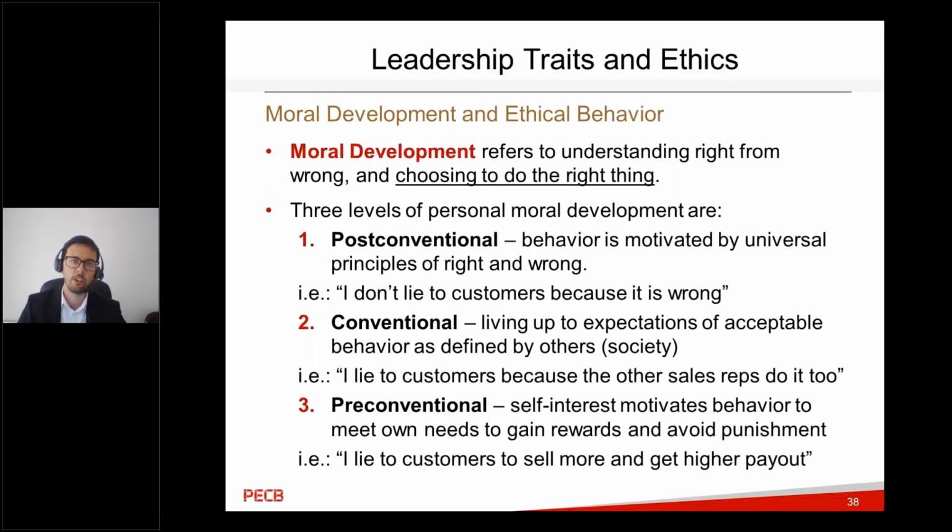Then we have the conventional moral development that usually lives up to the expectations of society. I lie to customers because other people do as well. So it is expected of us. It is not something out of the ordinary. And we have the pre-conventional moral grounds, which means that self-interest motivates our behavior. I lie to customers because I want to sell more and get a higher bonus. So these are three levels of moral development that tend to influence our decision making.